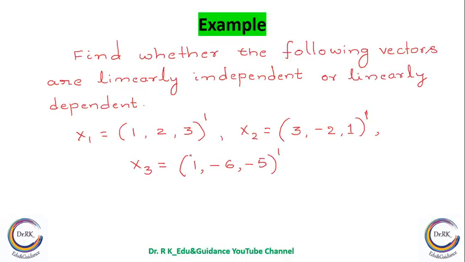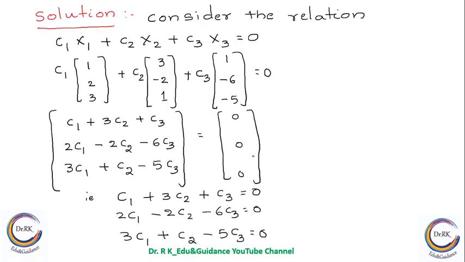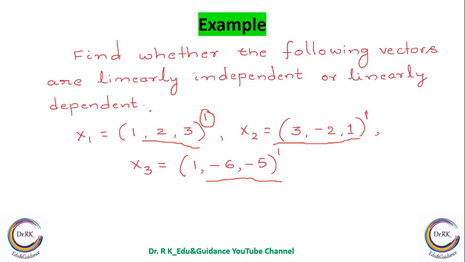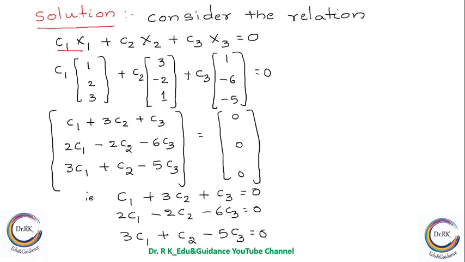So very important this. So now one more. Find whether the following vectors are linearly independent or dependent. So (1, 2, 3), (3, -2, 1), (1, -6, -5). Here this is nothing but they gave it as a transpose. This stands for transpose. Now same, here x1 is one vector, x2 is another vector, x3 is another vector. So three vectors are there, right? We have to write its linear combination with three constants or three scalars. So that is c1 x1 plus c2 x2 plus c3 x3 equal to 0.